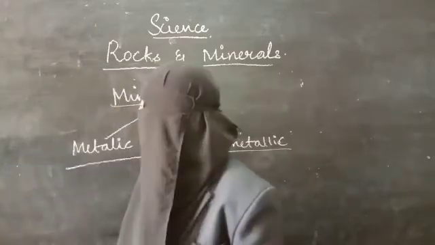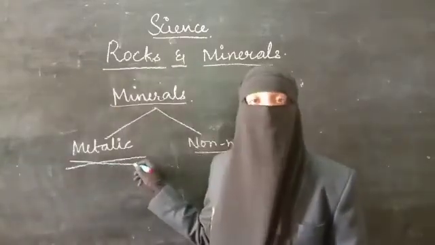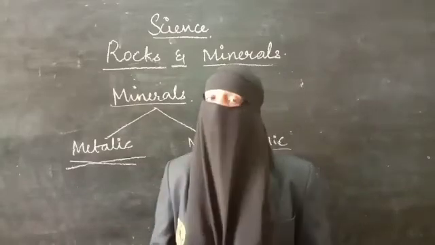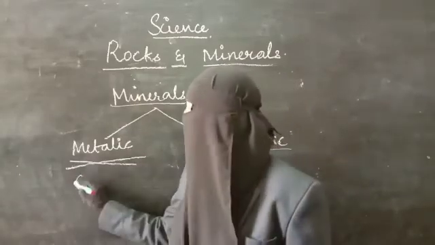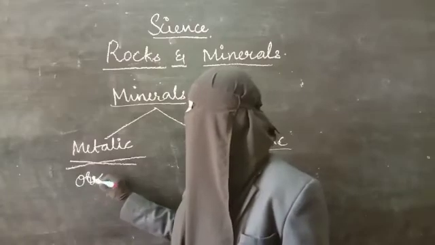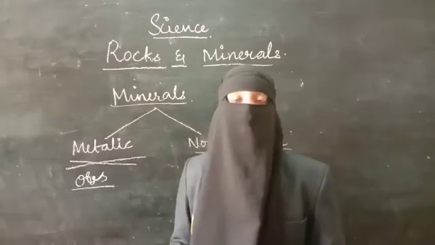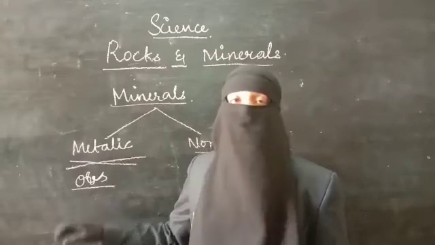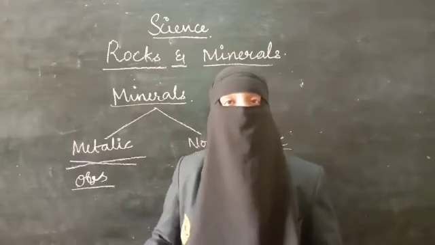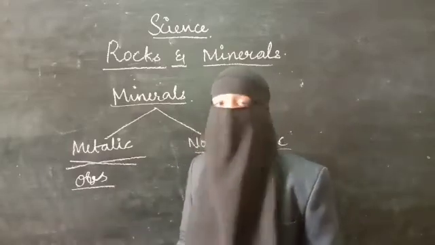So first of all, talking about metallic minerals. Metallic minerals are present in the pure form. They are called ores. Iron ore, copper ore, gold ore. These are the ores which are present in the earth surface. They are taken out, and these ores have different uses.